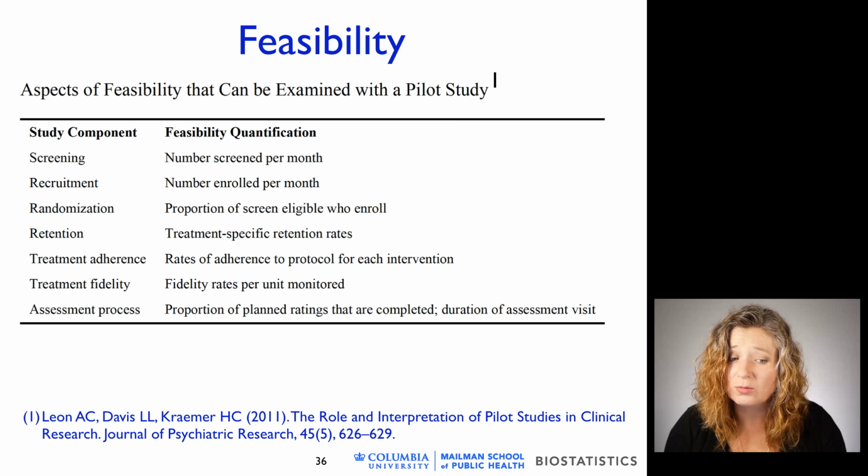We can look at randomization. We can look at proportion of screen eligible who enroll, who were randomized. Do we have a large proportion who actually were eligible and did randomize? Or do we have a lot of eligible subjects but not many end up randomized? Where is the barrier? How can we improve or remove the barrier?